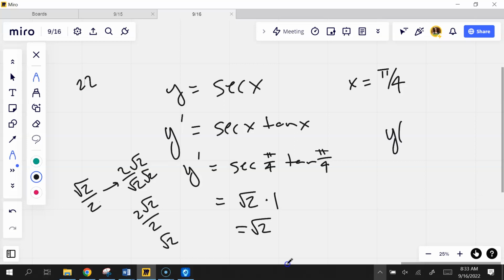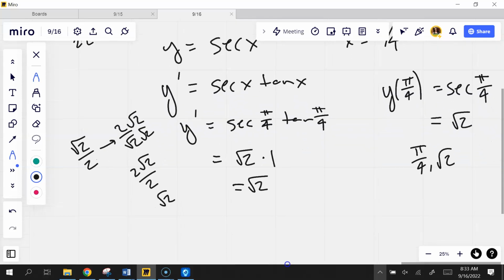Now I need a point, so if I do y of pi over 4, that's the secant of pi over 4. Again, 1 over cosine, but it doesn't matter because secant and cosecant would be the same here since sine and cosine are the same. So that is square root of 2, right? So this point is pi over 4, square root of 2. Now I have my slope and my point, and all I have to do is plug in. Secant is 1 over cosine, cosecant is 1 over sine.